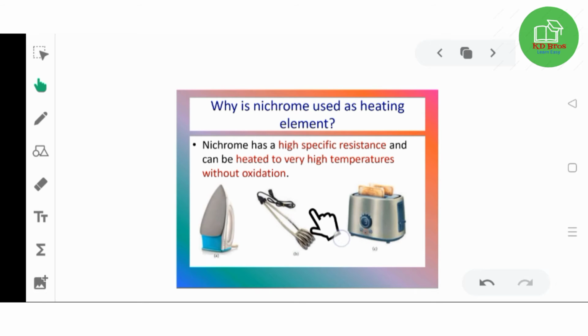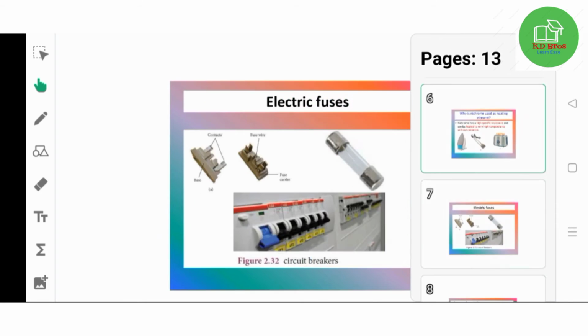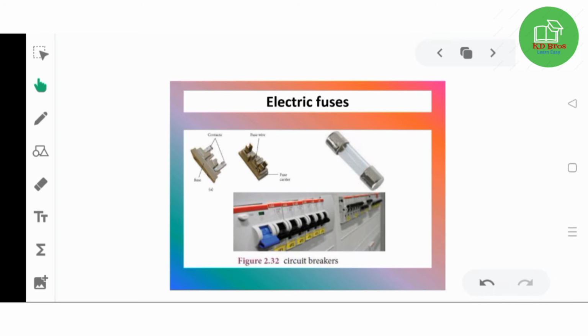Nichrome has a high specific resistance and can be heated to very high temperatures without oxidation. Because of this reason, we use nichrome as a heating element. And next, electric fuse. Earlier, we used this type of fuse carrier in our houses.